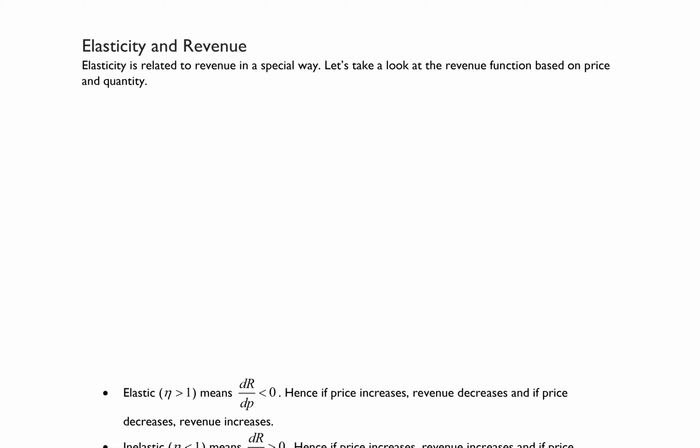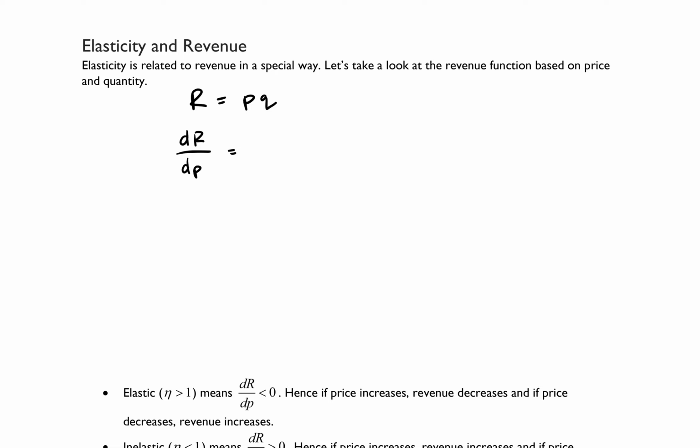Elasticity is related to revenue in a special way. Let's take a look at the revenue function based on price and quantity. So revenue is equal to the price per product times the quantity of the products sold. And if we wanted to take the derivative of the revenue with respect to price, we would need to use something called implicit differentiation. Now, we haven't really talked about implicit differentiation, so just try your best to follow along.